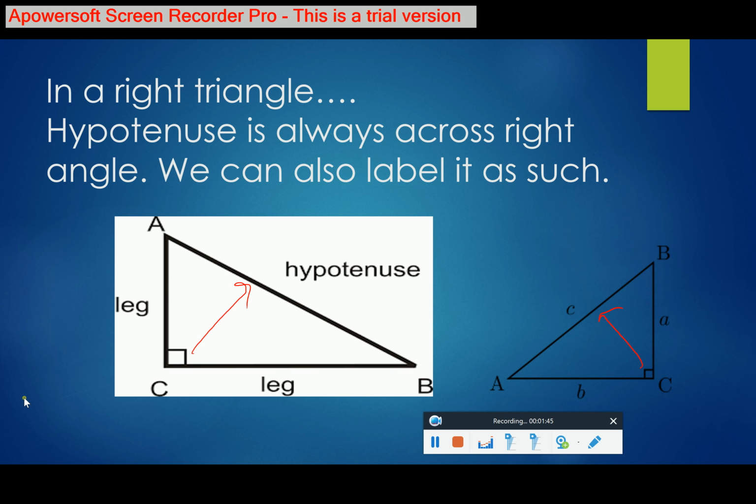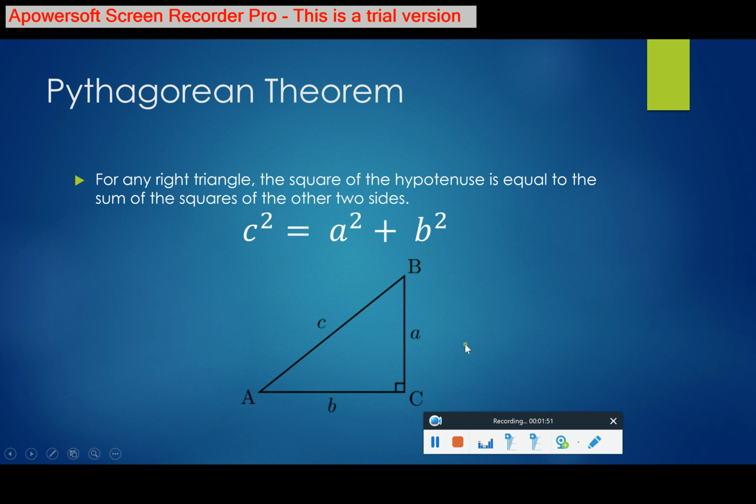So it's important to know where your hypotenuse is. So here's Pythagorean theorem. I'm sure some of you remember. It's c squared, which is your hypotenuse, is equal to your a squared plus your b squared. And you will use this to find a missing side of a right triangle.